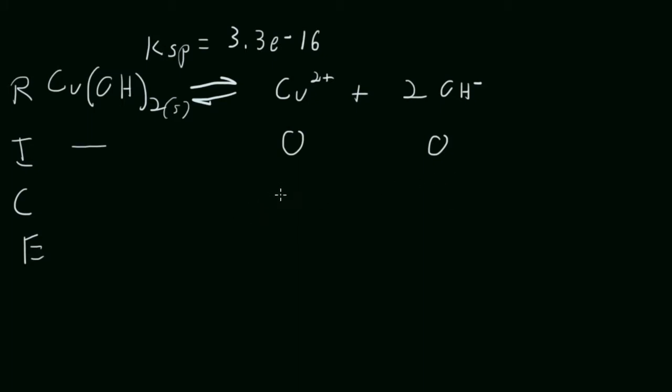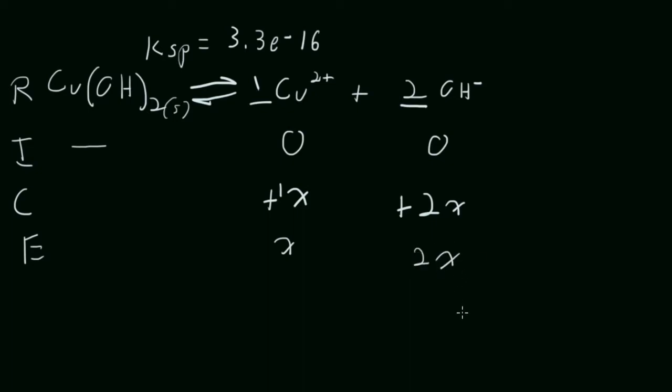Now, how much are these going to change? For each mole of Cu(OH)2 that gets broken up, I would get 1 mole of Cu2+ and 2 moles of OH-. That means that the change for Cu2+ is going to be plus x. Notice, this would be a 1 here. But the hydroxide has a 2 for its stoichiometric ratio, which means it's going to be plus 2x. Okay? Now, at equilibrium, that means that the final concentration of Cu2+ will be x. The final concentration of OH- will be 2x.